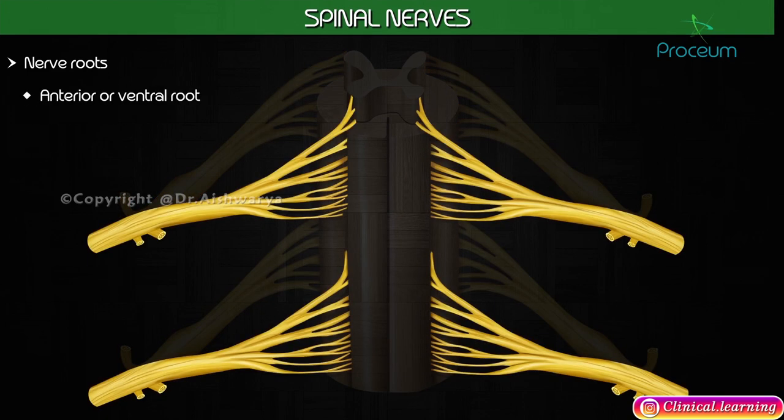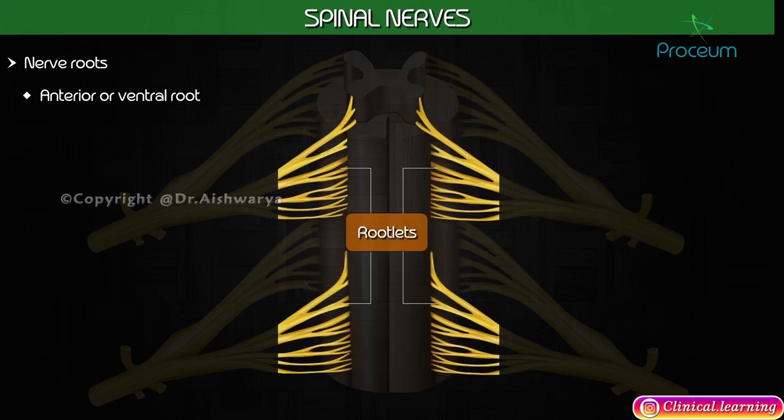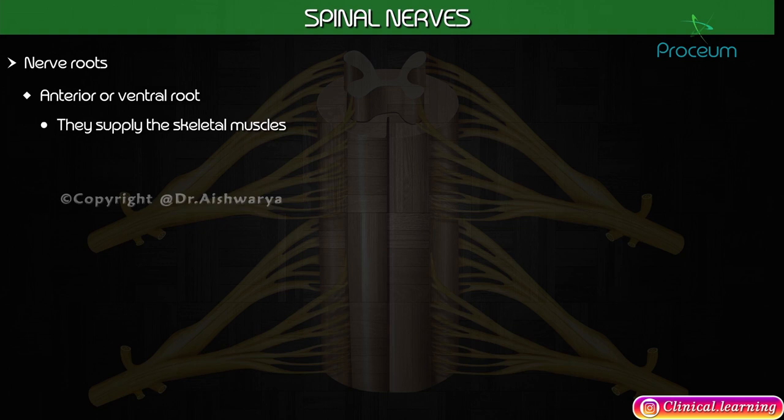An anterior or ventral root emerges from the anterior surface of the medulla spinalis, which is also called the spinal cord, as a number of rootlets. And these rootlets come together to form bundles near the intervertebral foramen. These fibers supply skeletal muscles and also surrounding structures. Anterior roots contain bundles of efferent fibers. Efferent fibers are also called motor fibers.